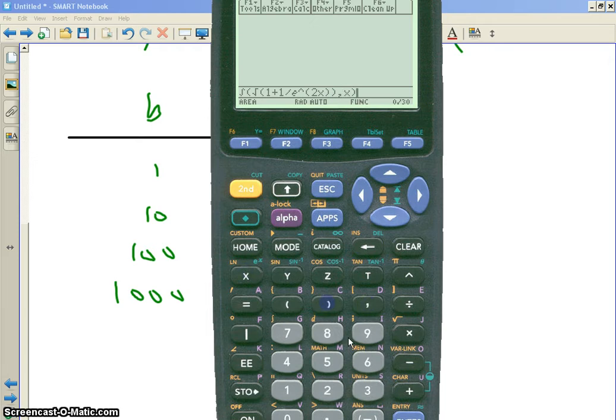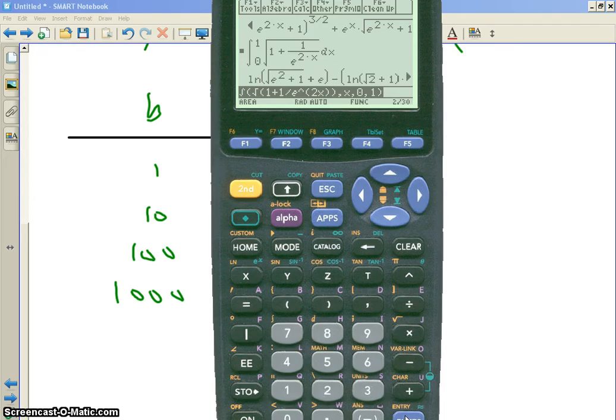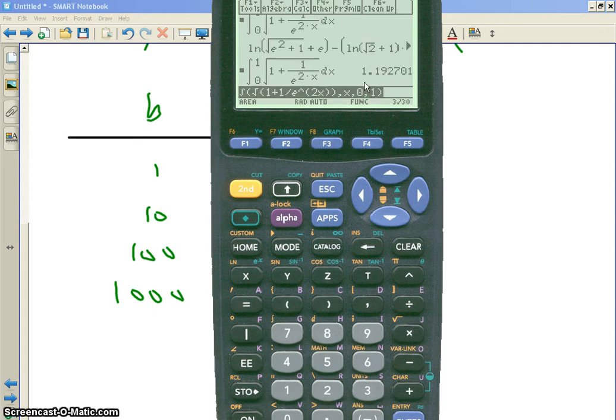I'm just curious, is there an antiderivative of this thing? It involves ln, we don't know that one yet. Yeah, that's a beast, I'm not going to do that. Okay, and then I want to go from 0 to 1. Now it's going to give me an exact answer because apparently there is an antiderivative. But I don't want that. I want a decimal. Alrighty, so there's my estimate.